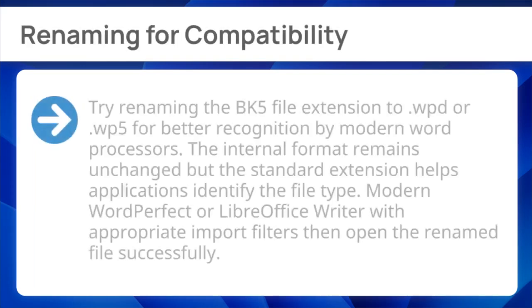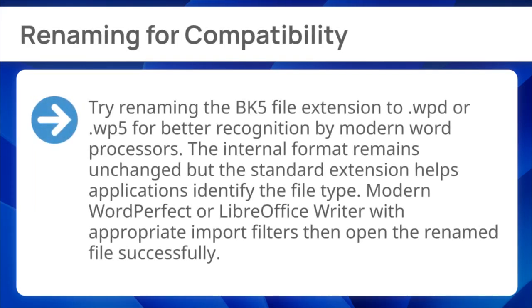Next, renaming for compatibility. Try renaming the BK5 file extension to .wp or .wp5 for better recognition by modern word processors. The internal format remains unchanged, but the standard extension helps applications identify the file type. Modern WordPerfect or LibreOffice Writer with appropriate import filters can then open the renamed file successfully.